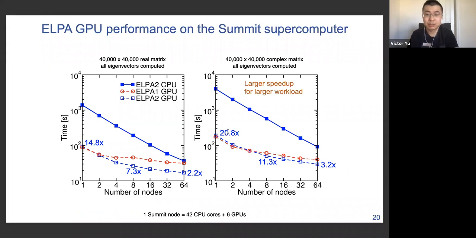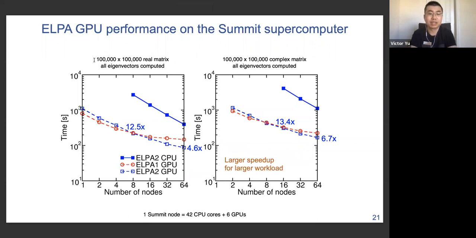And we can observe a larger speed up factor if we solve a larger problem. Here, instead of a real matrix, if we solve a complex matrix, we can see the speed up becomes larger, which is because the workload is bigger to better keep the GPUs busy. And similarly, if we do a 100K by 100K matrix, we get even bigger speed up factors because of the larger workload. And here, the CPU-only version just cannot solve the problem unless you use a big number of nodes. But the GPU version is apparently more efficient.